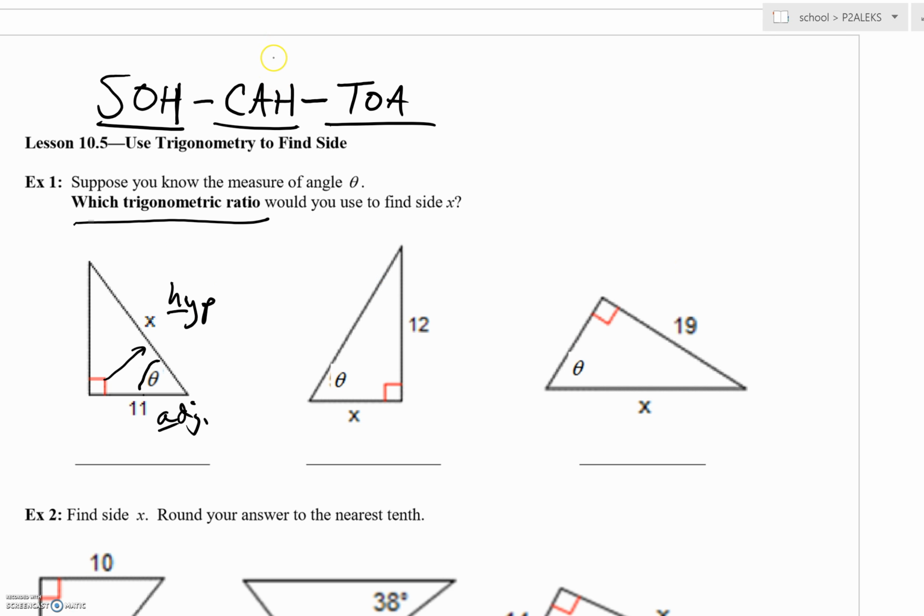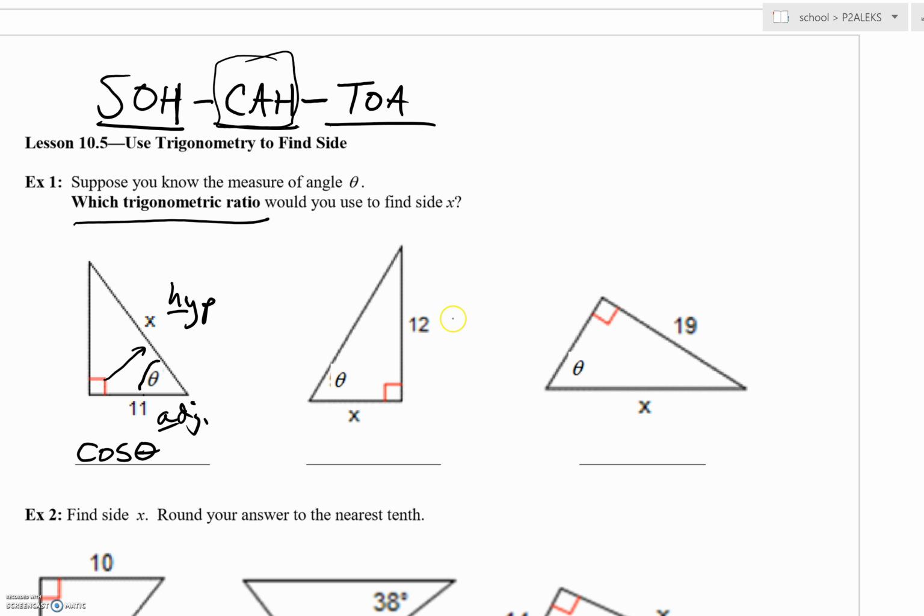That I hope everyone could agree with would be in the middle here. That's A and H right there. C stands for which one? Cosine. So we'd be using cosine. Okay, so we're going to use cosine of theta to help us in this problem.